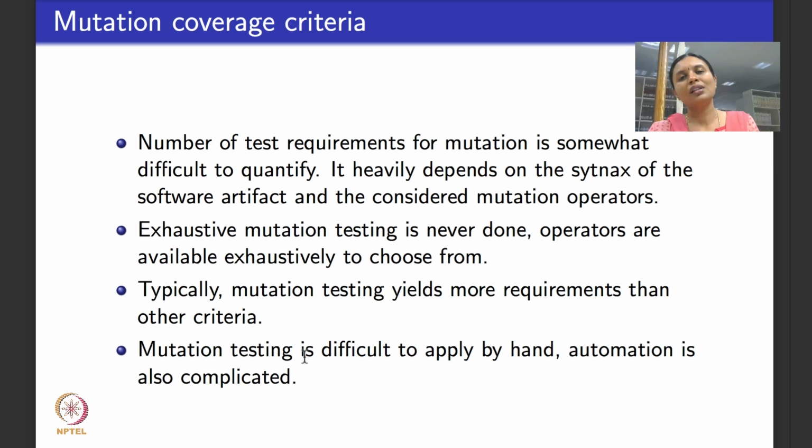In fact, mutation testing is very difficult. It's difficult to apply by hand, it's difficult to automate also. Mutation operators are difficult to automate, and the testing process itself, after you've created the mutated program, designing a test case to kill the mutant, is difficult to automate and needs human intervention and domain knowledge. And which operator to apply? There also you need human intervention and domain knowledge.